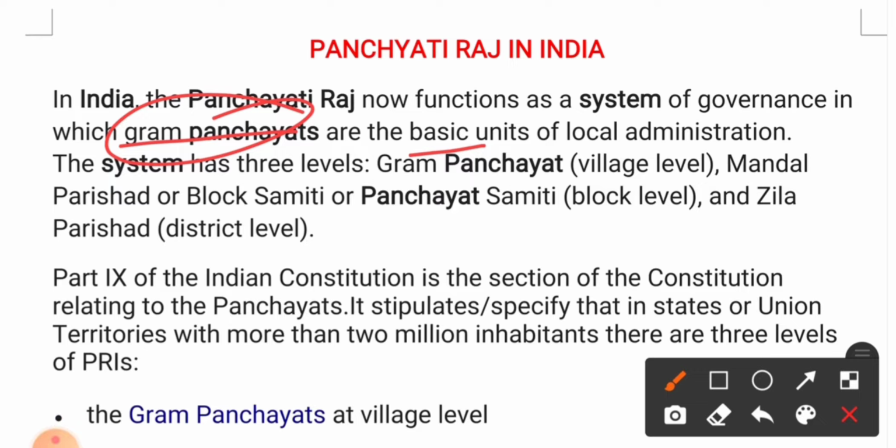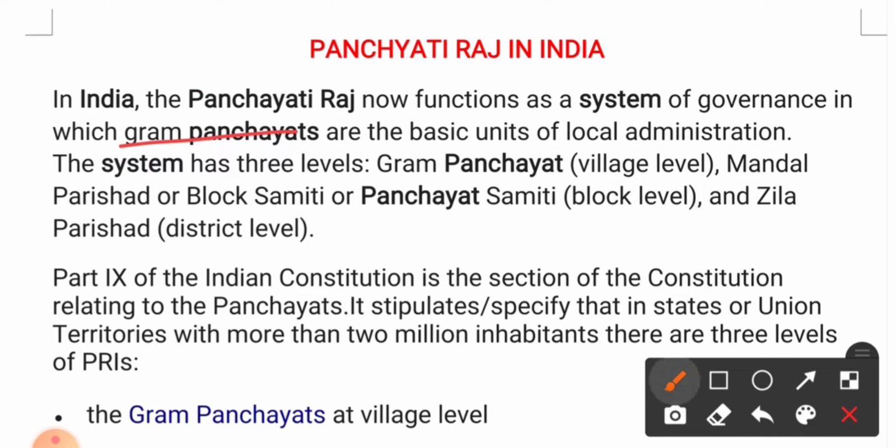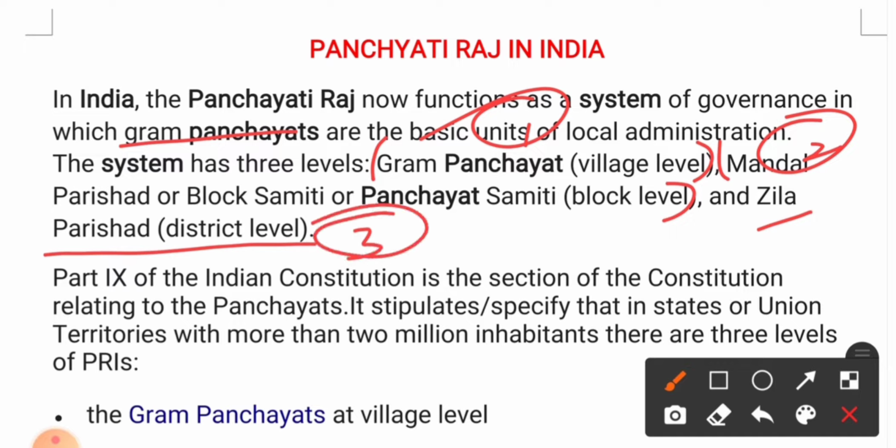This system of Panchayati Raj is basically divided into three parts. The first is called your Gram Panchayat, which is at the village level. Second, we have Mandal Parishad or Block Samiti or Panchayat Samiti, that is your block level. And the third one is your Zila Parishad, that is at the district level. So if you look at this one by one, the first one is the Gram Panchayat, the second is the Mandal Parishad, also known as Block Samiti or Panchayat Samiti, at block level, and the third is the Zila Parishad, or district level. This is how the Gram Panchayat system is divided, and now further we will read about its subdivision.